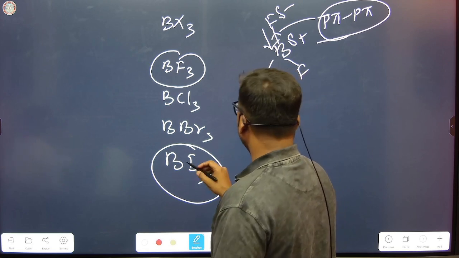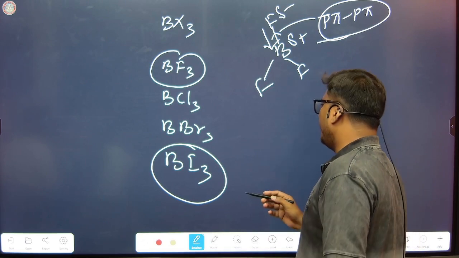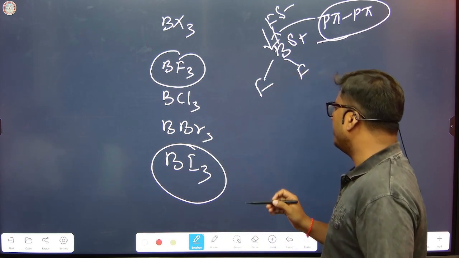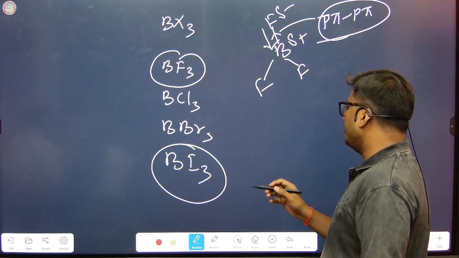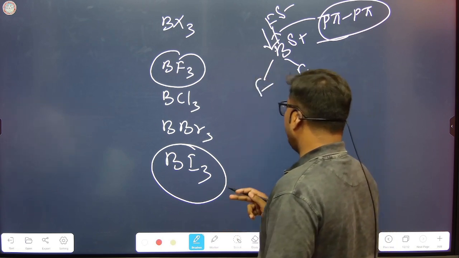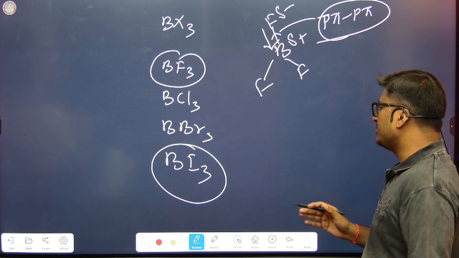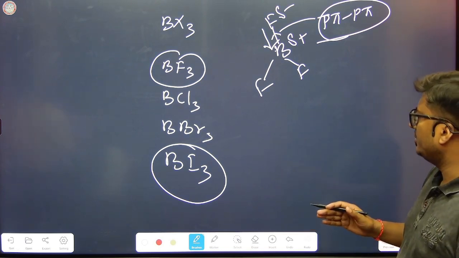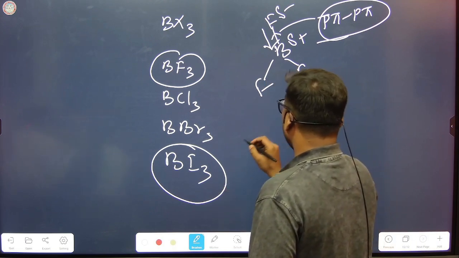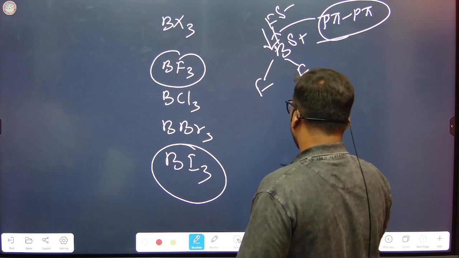Rather, in case of BI3, naturally iodine is larger. So here the overlapping of the p orbitals on the boron and the p orbitals of the iodine is not effective, so the deficiency is still maintained. If there is a high deficiency of electrons in the vacant p orbitals, they will be highly acidic in nature.